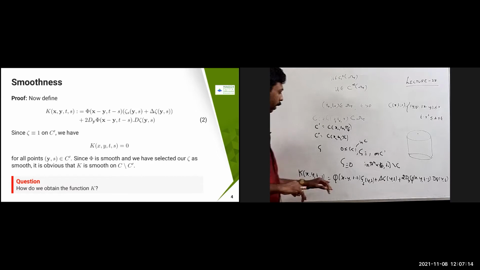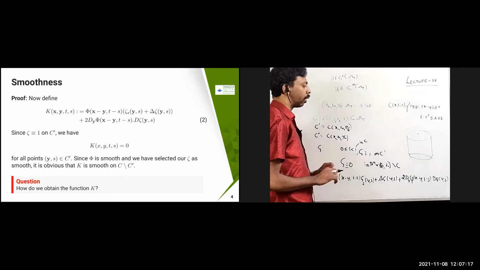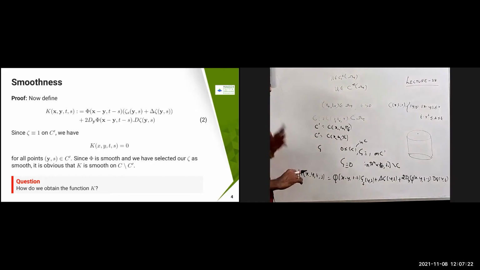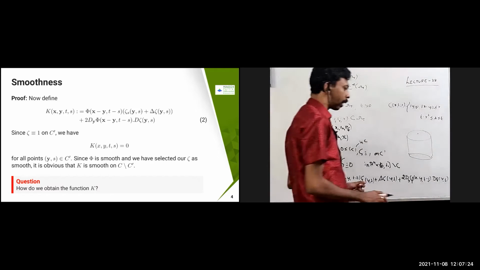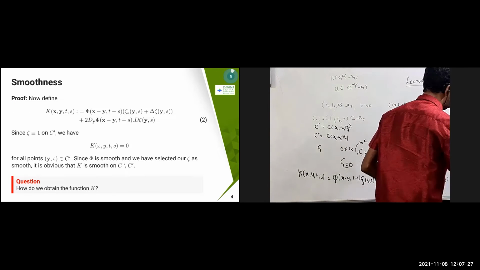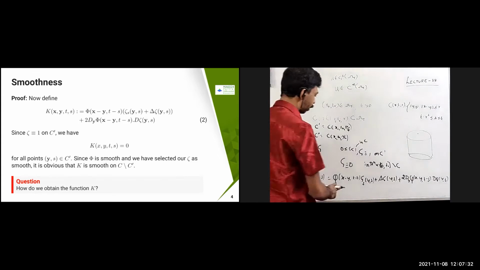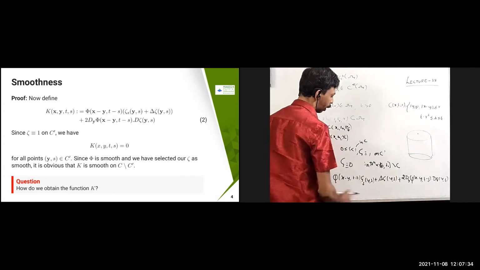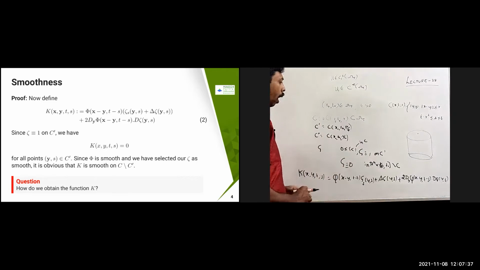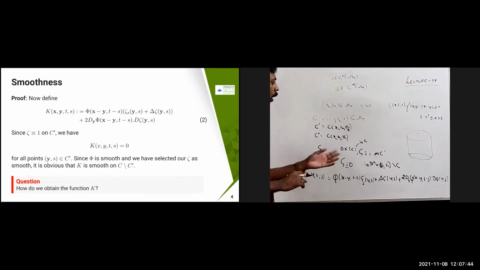Since phi is a smooth function, we can select our psi such that, psi we have selected as a smooth function because I have selected it as a cutoff function itself. So phi is smooth, psi is smooth, therefore this k is going to be smooth on C different series. On the other series I don't need to worry about it because it is going to be 0 everywhere. So it is going to be smooth on C different series.